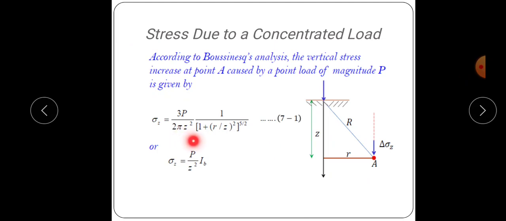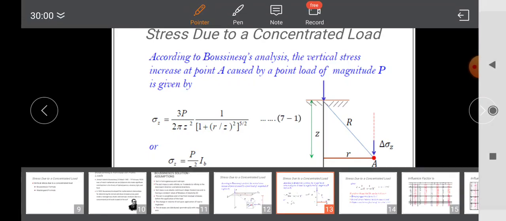The equation is as follows: the vertical stress at any point A due to a point load P is equal to 3P by 2 pi z square, into 1 by (1 plus (r by z) the whole square) raised to 5 by 2, where r is the radial distance of that point from the vertical load and z is the depth of that point from ground level.